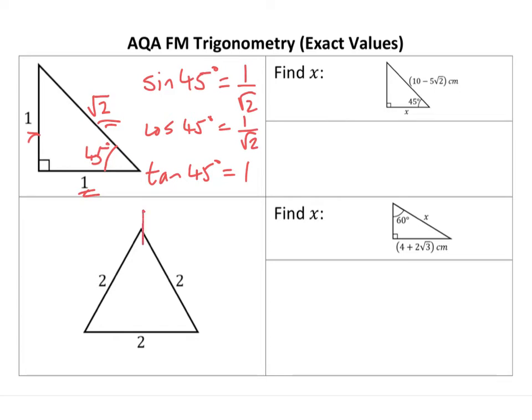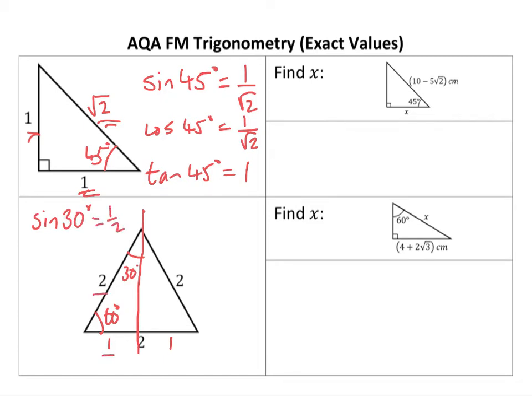Now for this one, I'm going to cut an equilateral triangle in half. So that's going to be 1. That's also going to be 1. Okay, that's 60. That's 30. Now then, I can from that work out that sine of 30 is 1 over 2.